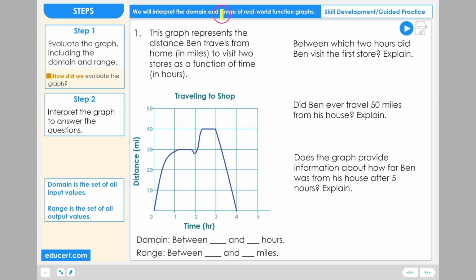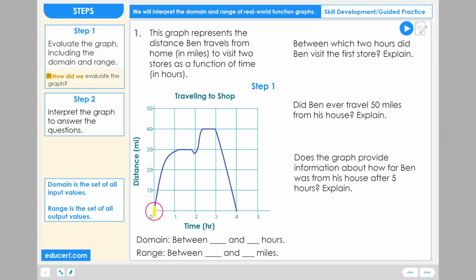Let's interpret the domain and range of real-world function graphs. Number 1. This graph represents the distance Ben travels from home in miles to visit 2 stores as a function of time. Step 1. Evaluate the graph, including the domain and range.